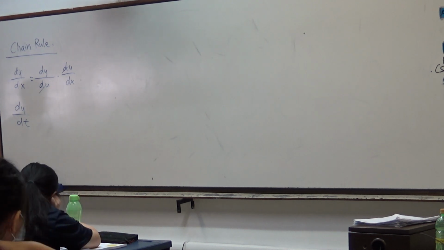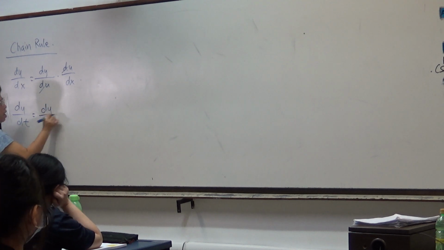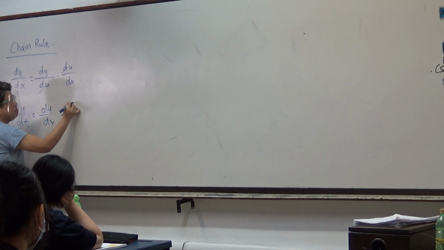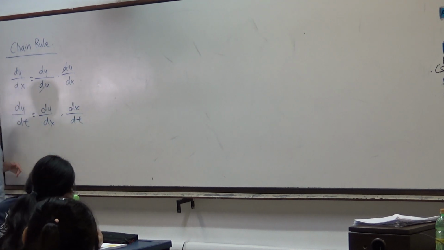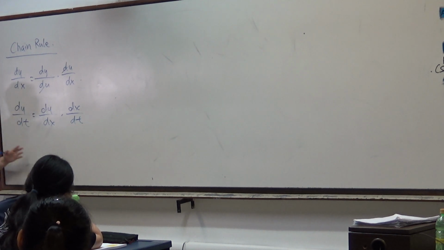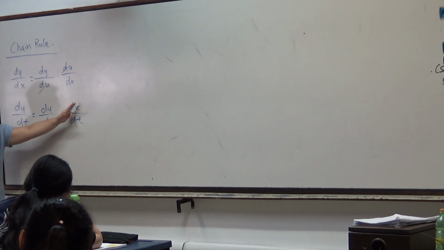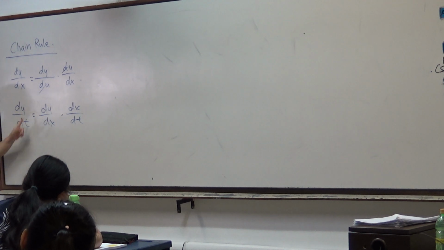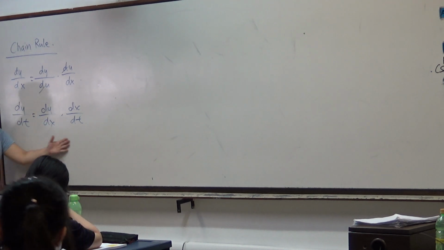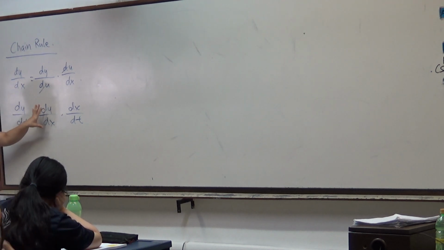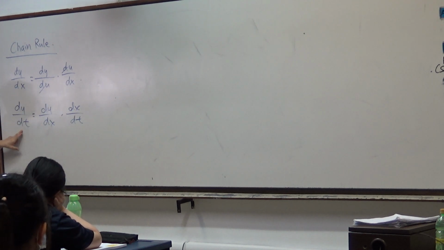If I differentiate y with respect to time, then I would have dy/dx times dx/dt. Now, can you see that if I write like that, which one goes off? dx goes off, right? So I'll get dy/dt. This is called chain rule, whereby you differentiate with respect to something, then another something you combine, you get this.